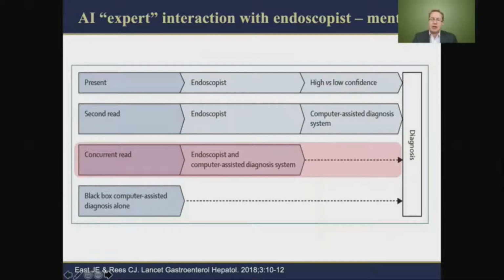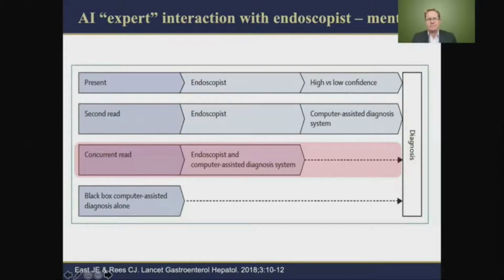That's potentially of benefit because it might train us to see subtle lesions that otherwise we might have missed. But equally, it can make us lazy and it can make us doubt our own judgment and introduce bias. So I think while there are considerable potential benefits of AI, we need to be alive to the potential downsides as well.